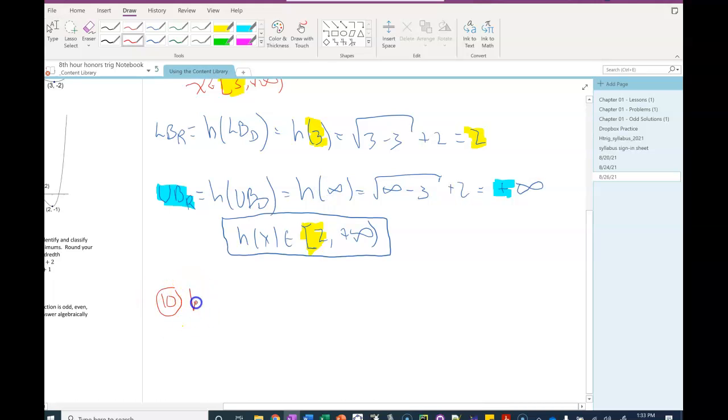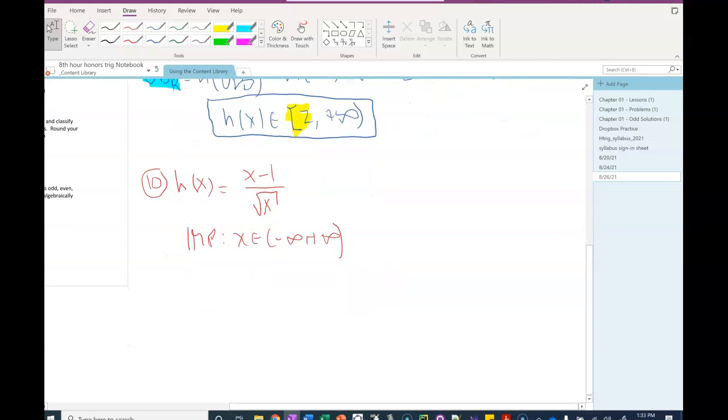So 10 here we have h of x equals x minus 1 over the square root of x. So again, we're looking for domains here. So the implied domain is obviously all real numbers because there's no context to this problem. The x's are just x's. They don't represent anything else.